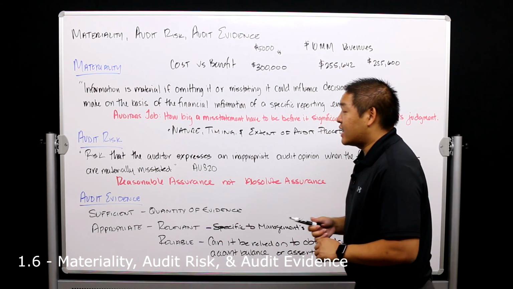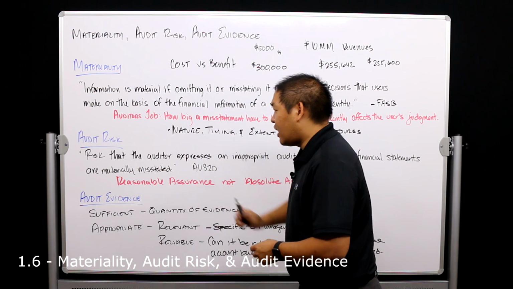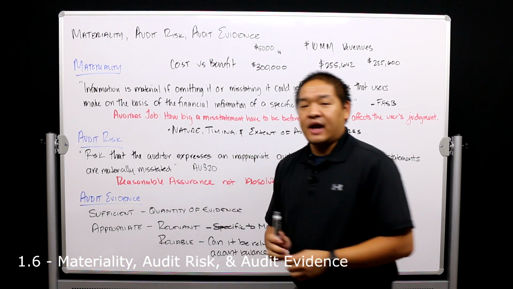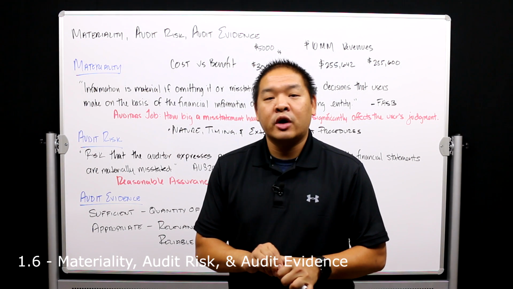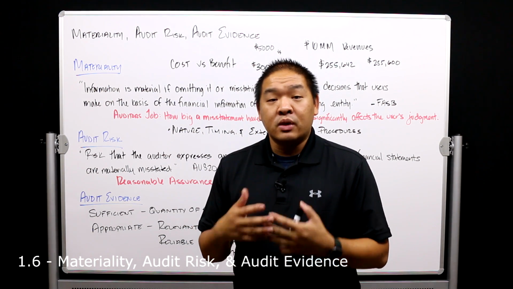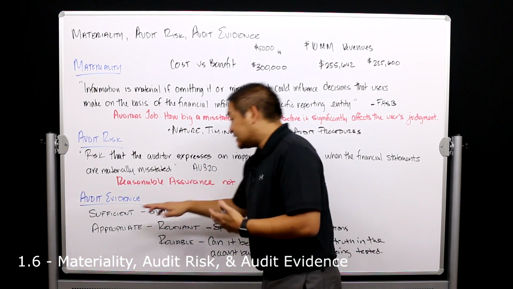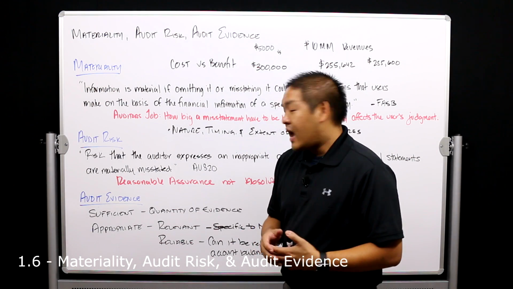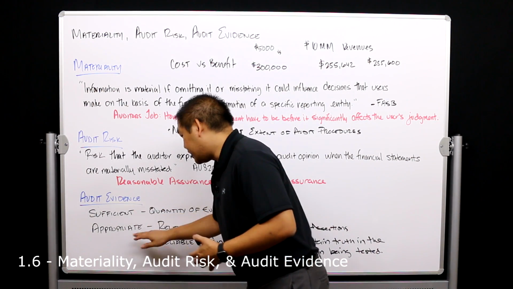The last thing that we'll talk about is audit evidence. So once we set our materiality, once we set our audit risk, then we need to go get audit evidence. Audit evidence is the evidence that we're going to get to substantiate management's assertions. Now, when we grab this audit evidence, it must have two things. It must be sufficient, okay, and it must be appropriate in nature. So sufficient and appropriate in nature.